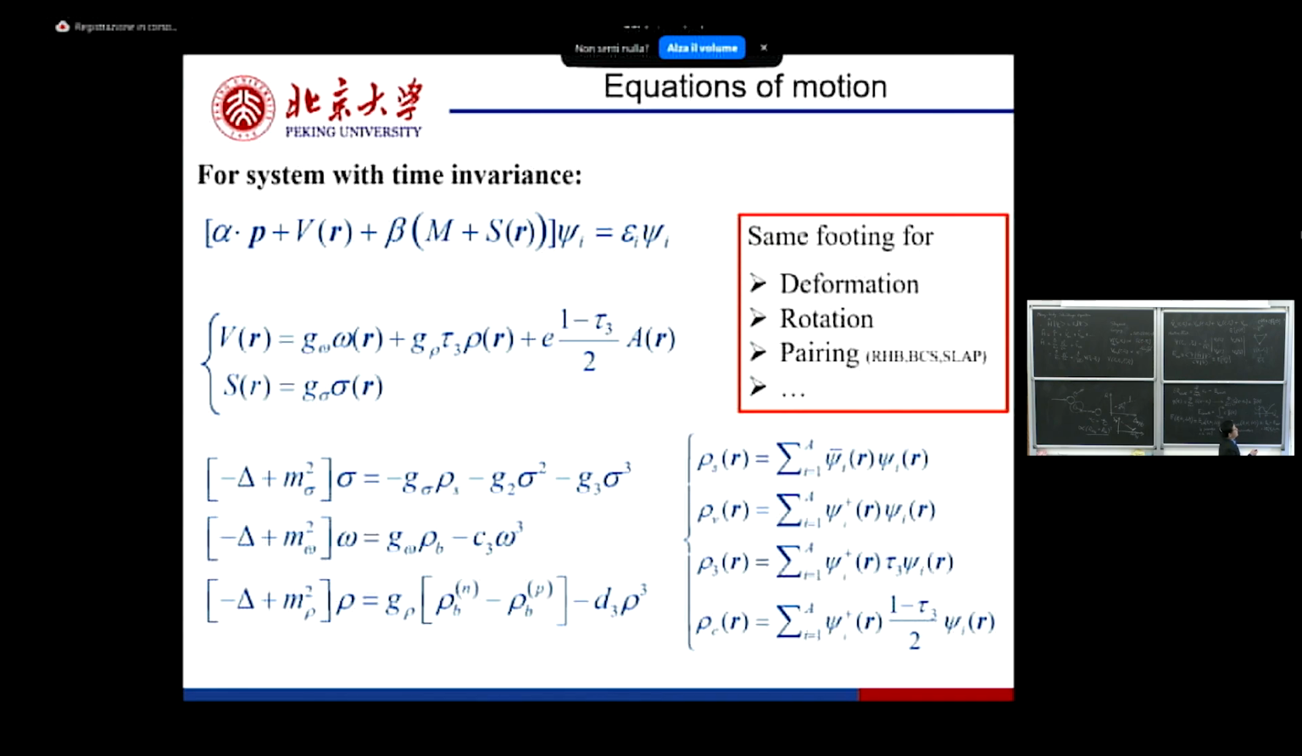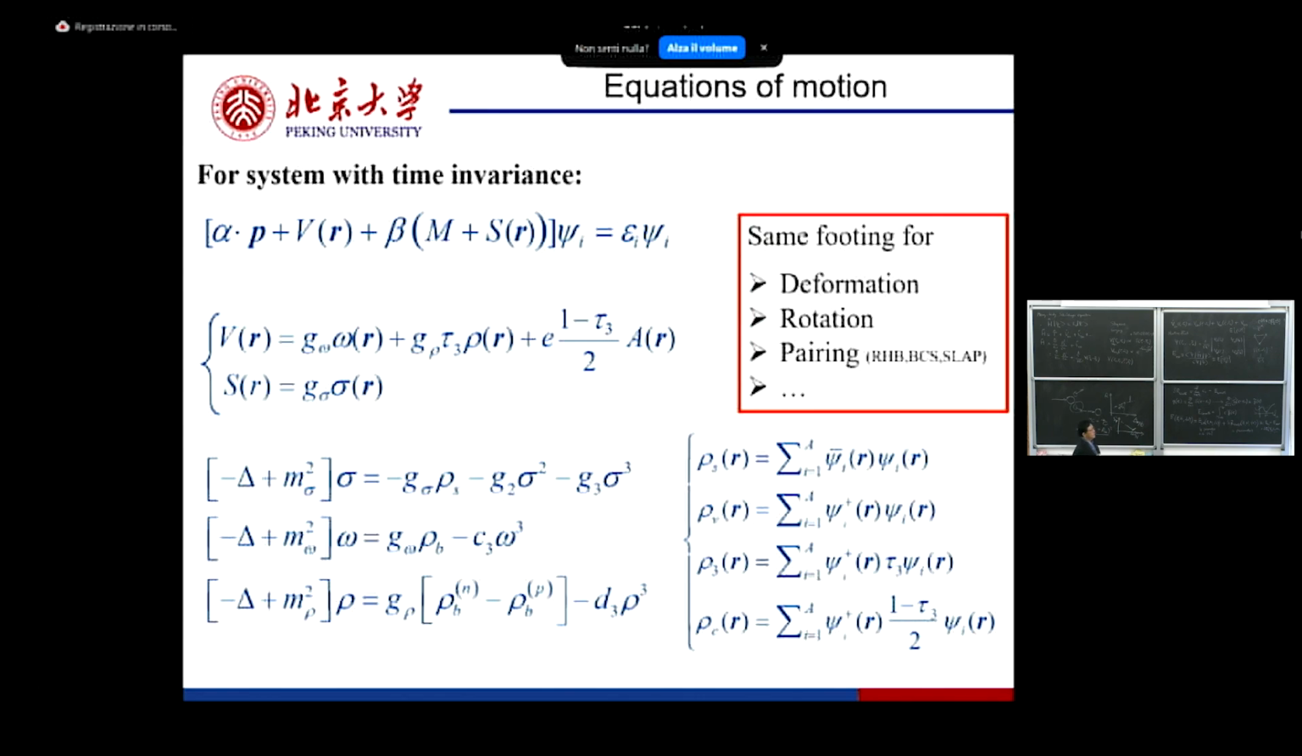In particular, this vector potential is connected with the omega meson and the rho meson and also the Coulomb field. The scalar potential is connected with the sigma field. And then the sigma field and also omega, rho and the Coulomb field are connected with all kinds of densities. So this is a coupled equation, of course, very difficult to solve.